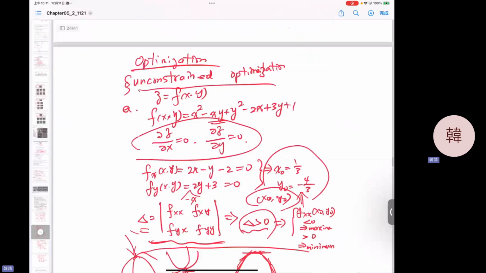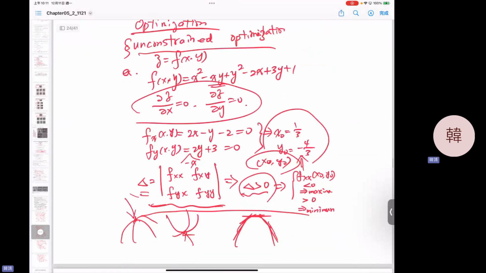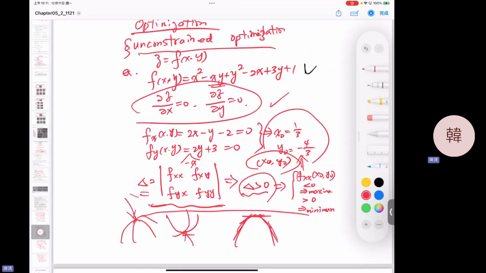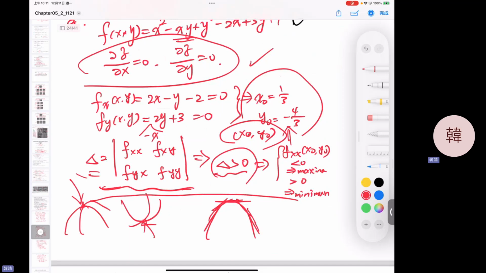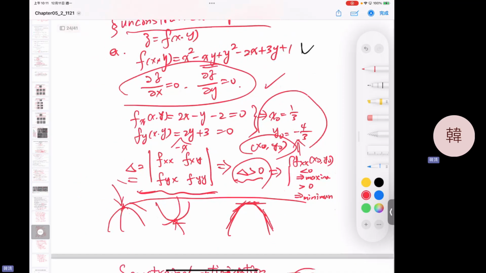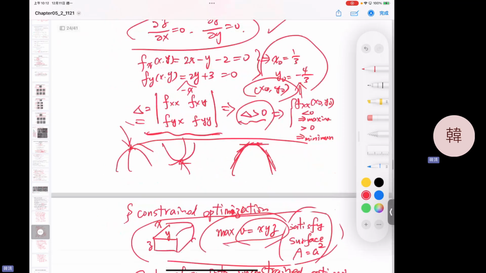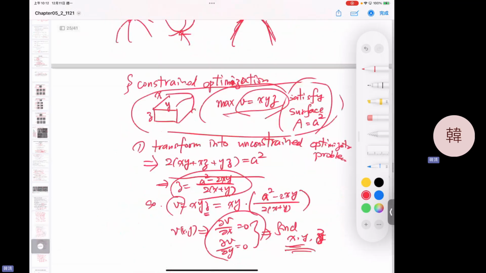In this example we can see it's easy to take the derivative with respect to the two variables, set it equal to 0, and solve the linear equation, and you will see the result for the best parameter combination for this function. And the second condition is constrained optimization problems, which means you have your objective function and it is constrained to some certain condition.